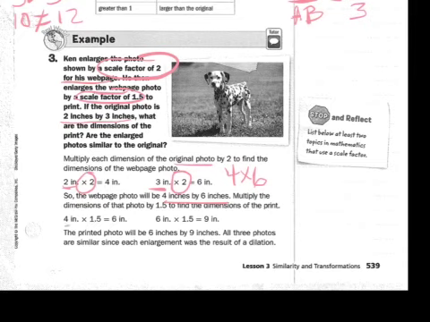So 4 inches times 1.5 is 6 inches, and then 6 inches times 1.5 is 9 inches. So the printed photo is 6 by 9 inches. And definitely all of those photos are similar to each other, since they told us in the problem that they did a dilation twice to make the enlargement.